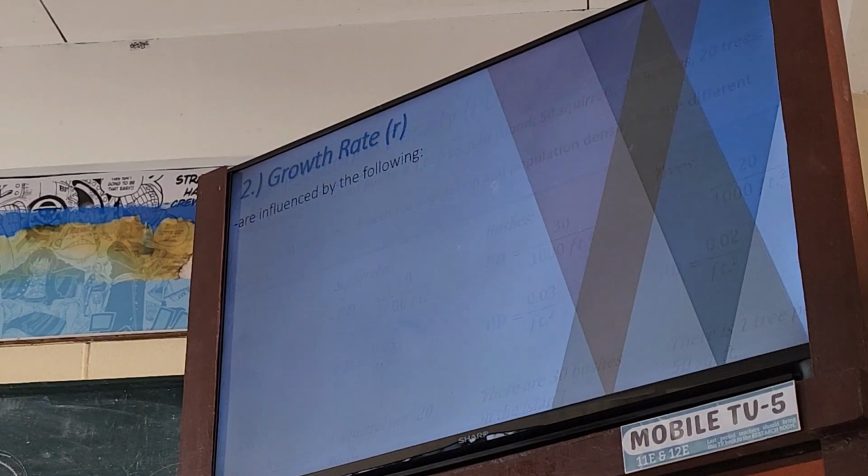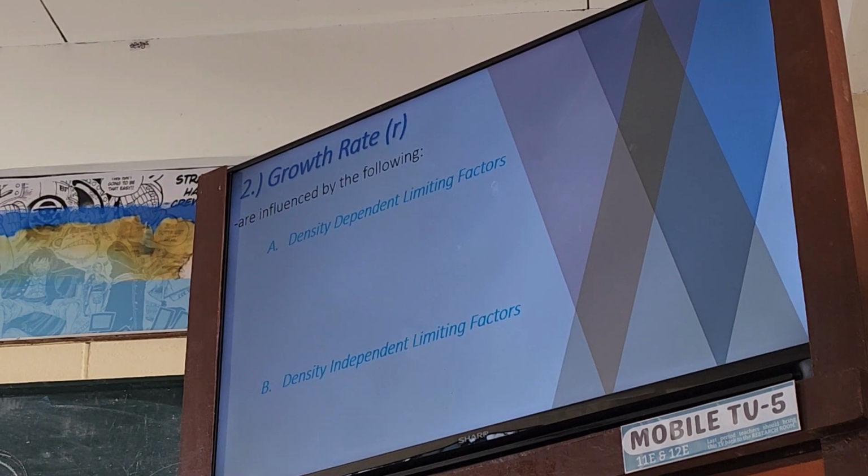Okay? Let's talk about growth rate. Growth rate may be influenced by two types of limiting factors: your density dependent versus your density independent limiting factors. Take note that they limit or cut down the increase in the population size.